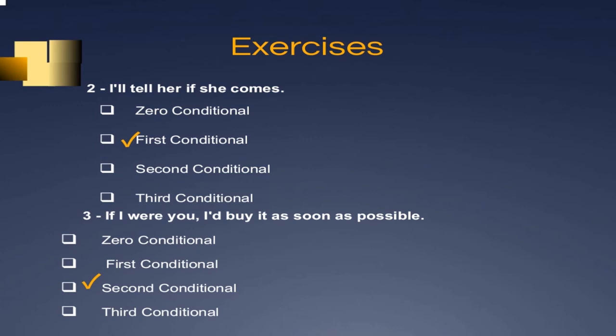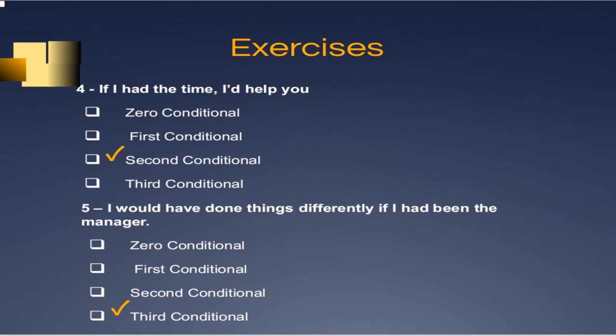And exercise number 3, if I were you, I would buy it as soon as possible. Now, the if clause has simple past tense, and then we have would with the base verb. So, this is our second condition. We are talking about some impossible thing. This result cannot be changed. So this is the second condition. Number 4 is, if I had the time, I would help you. Now we have I would. This means it is the second condition.